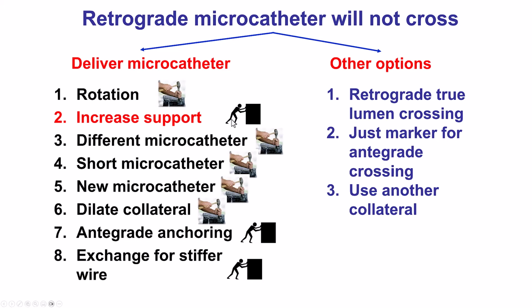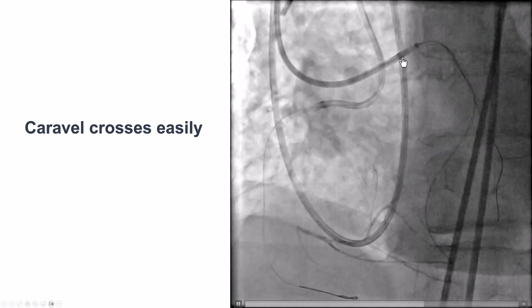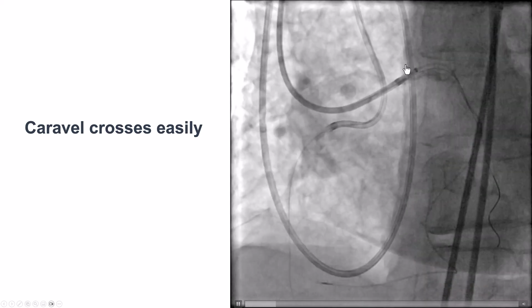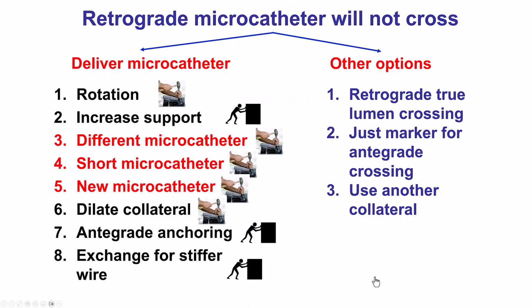The second thing that can be done is to increase the support. And this is more often done by using a guide extension. This is an example of a retrograde guide, and this is a retrograde guide extension that helps deliver the retrograde microcatheter. Another option is to use the side branch anchor.